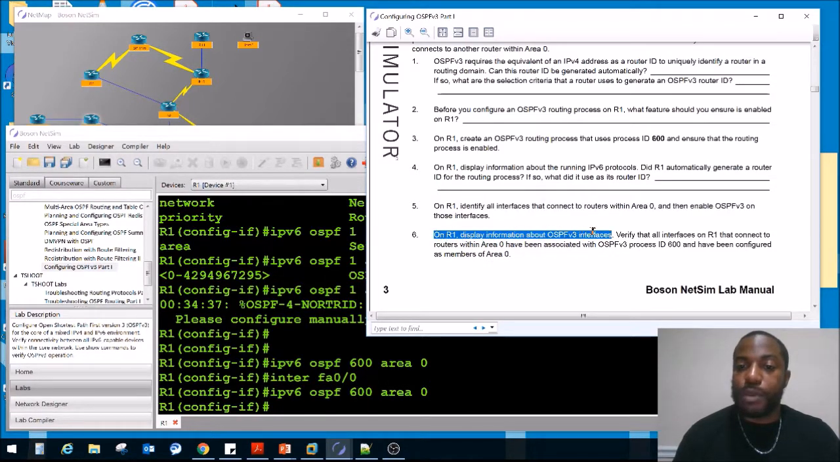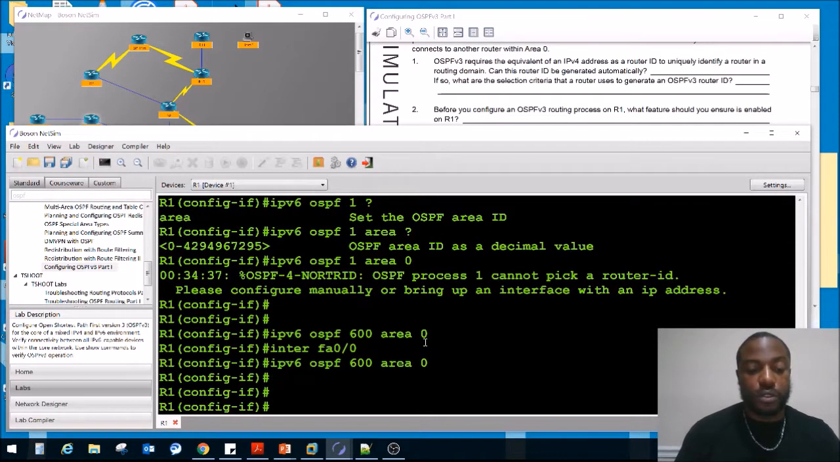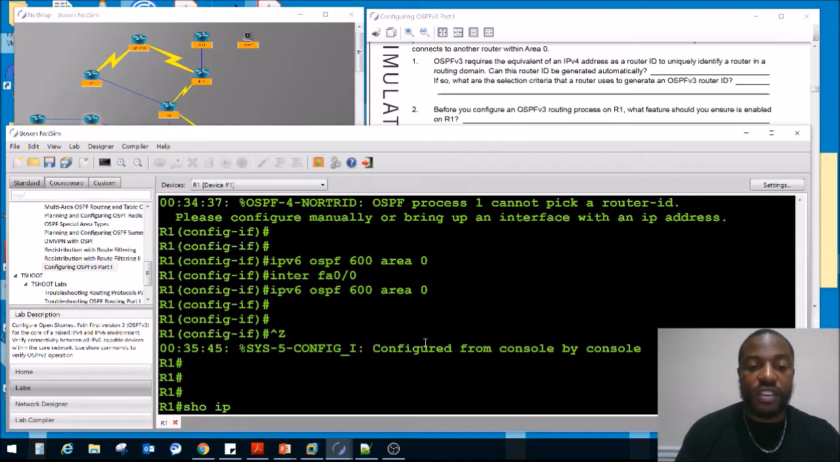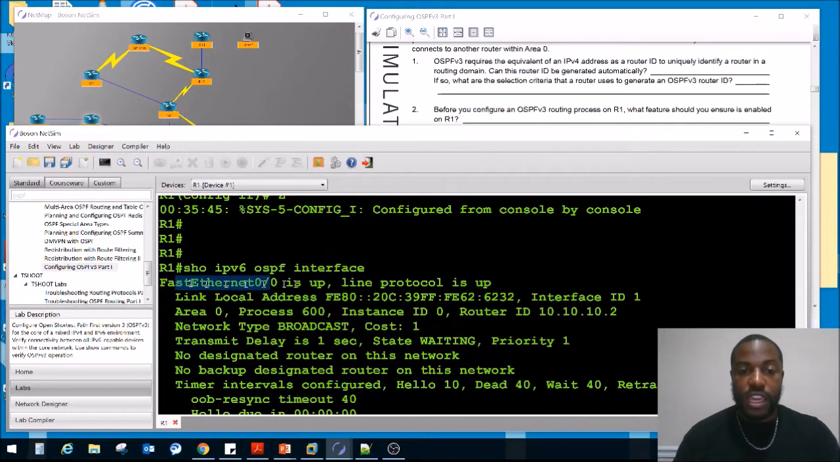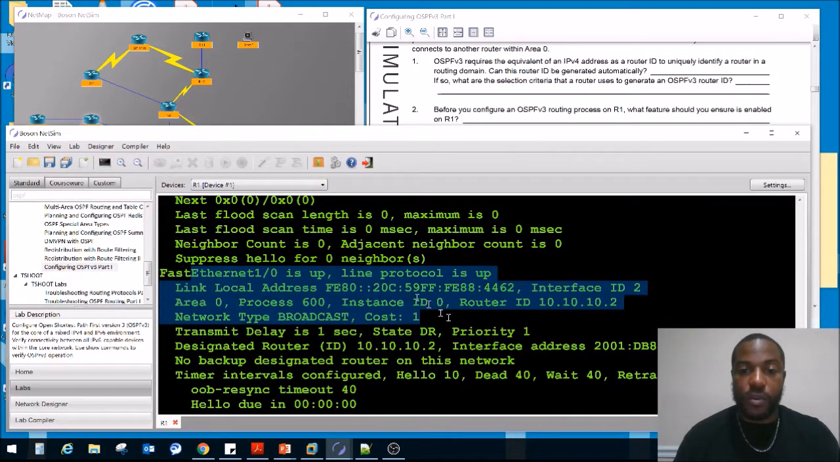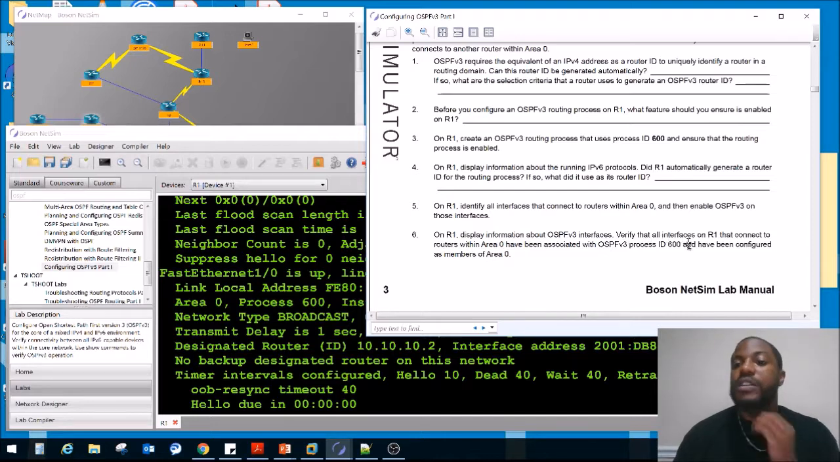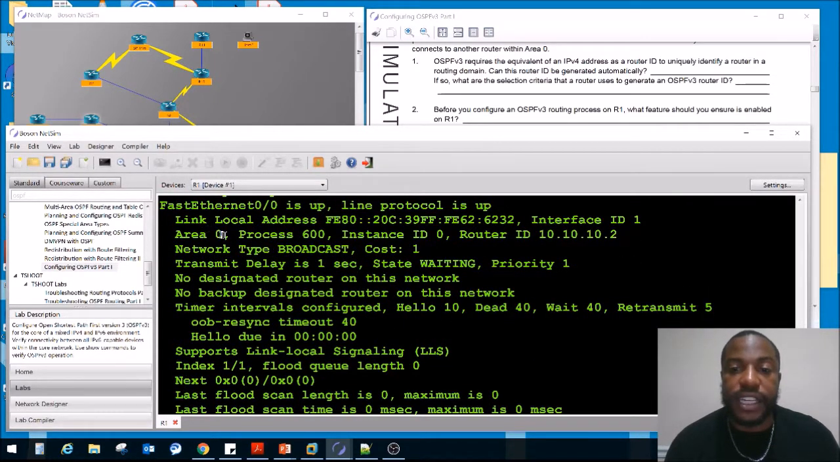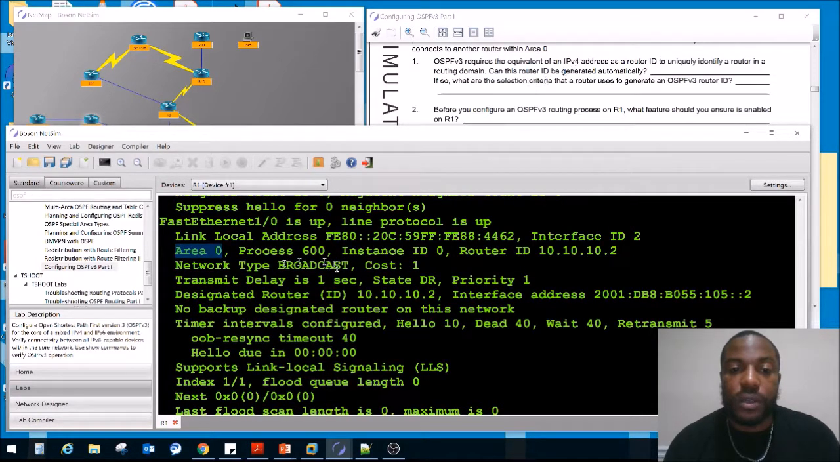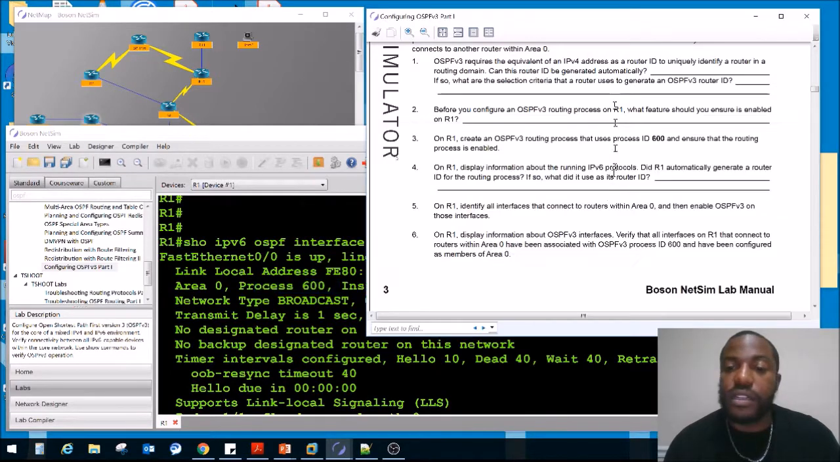On router 1, display information about the OSPF interfaces. So we are going to do what we were trying to run before. Show ipv6 ospf interface. And now we can see FA0/0. We got an interface ID, we got a router ID, we got a link-local address, and then here's the other one. All right, so verify all interfaces on router 1 that connect to area 0 have been associated with process ID 600 and have been configured as members of area 0. So we did that by running that command. How do we verify that? Yeah, that's area 0. This interface is in area 0. We got process 600. What else do they want to know?